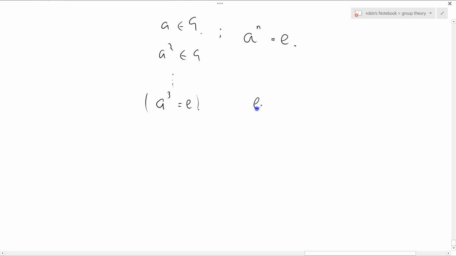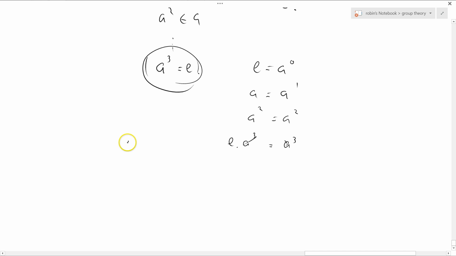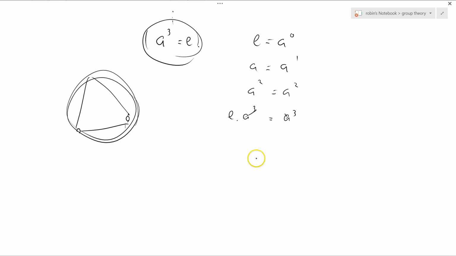So I've got E, which is a member. Of course, that's equal to A to the power 0. I've got A, which is A to the power 1. A squared, which is A to the power 2. And then A cubed is, of course, just the identity element because I'm requiring that A cubed equals E. So it's like we've got a triangle and we're going round and round, but we forget how many times we've gone round the triangle. So let's work out a group table for this.